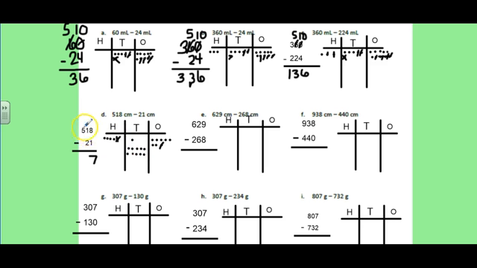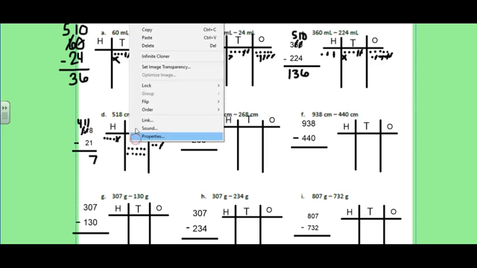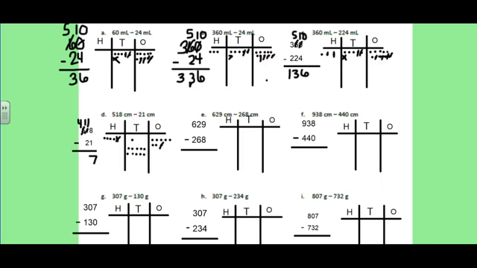I took 100 away, so from this 500, I'm now at 400. And I added 10 more tens to my tens column. So if I have 10 right here and I had 1 to begin with, my tens column now has 11 tens in it. So now I have 11 tens, and I need to take away 2. So I'm going to take away, whoopsie. Let me try that again.